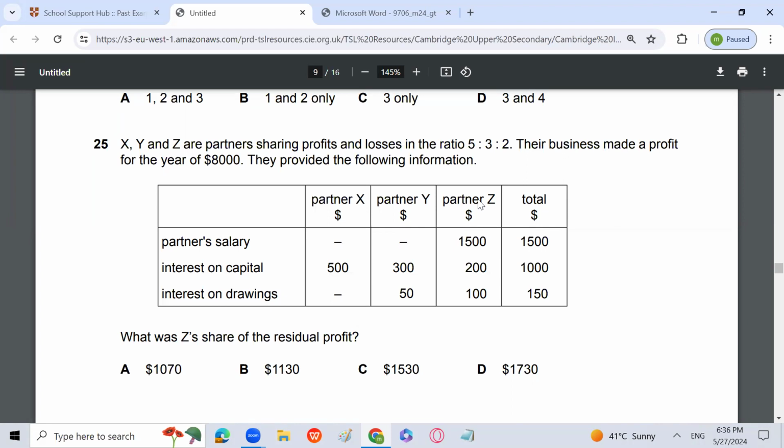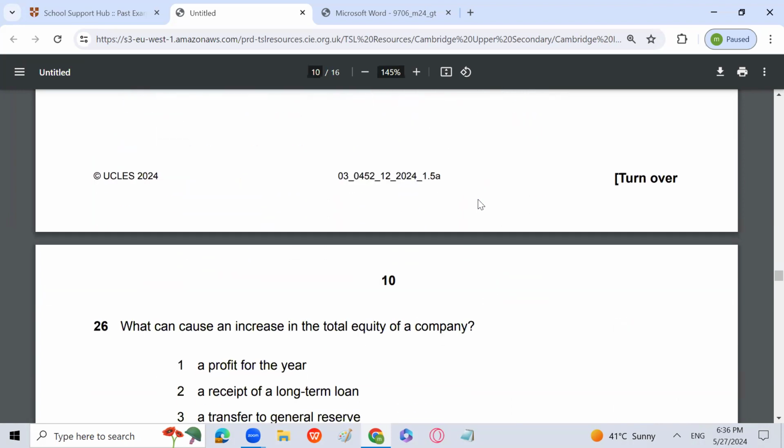I can do that also. 8,000 add 150 and minus 1,500 and minus 1,000. You will get the answer, and then you can find the share of profit of Z.